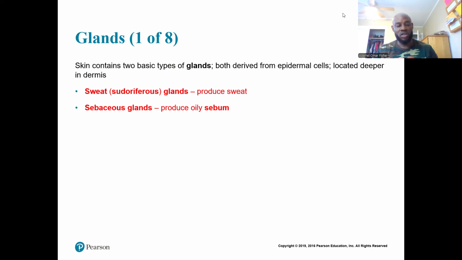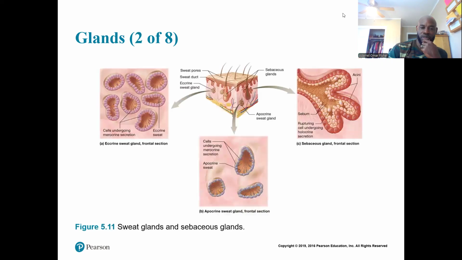Glands. We spoke a little bit about glands in chapter 4, but here's a little more information. We have sweat glands, which produce sweat, sudoriferous glands, and then we have sebaceous glands, which produce an oily sebum. Both come from your epidermal cells and are located deeper in the dermis. These are some pictures of your different glands: eccrine sweat glands, apocrine sweat glands, sebaceous glands.